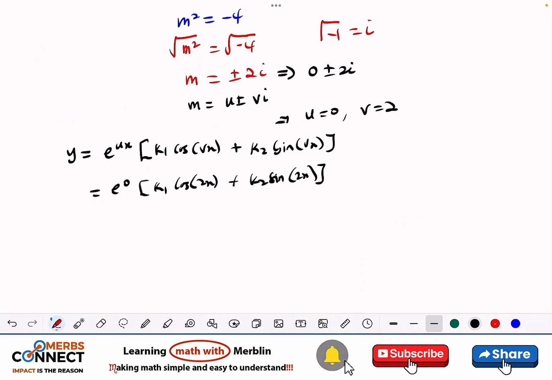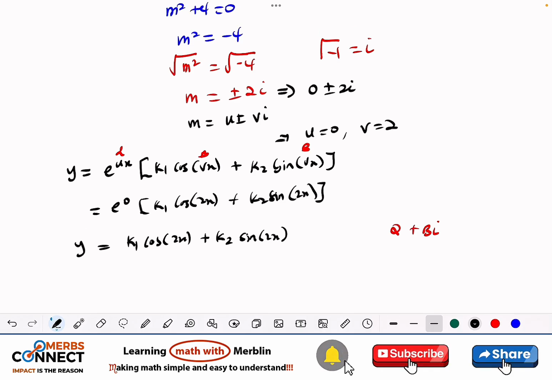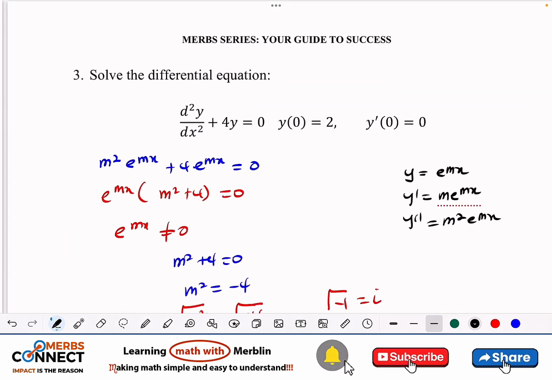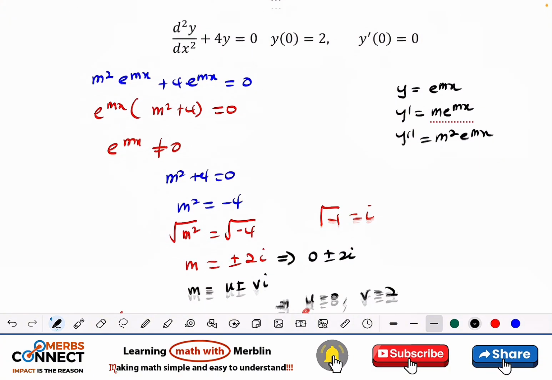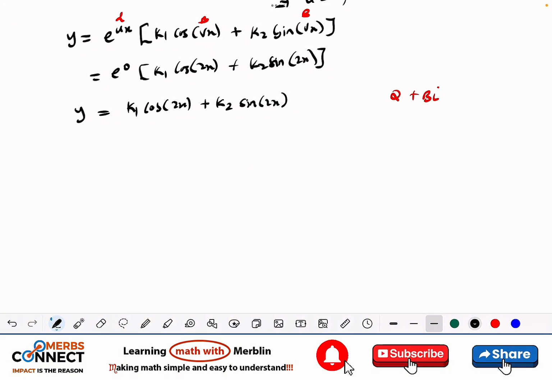Now you can also write your formula by changing it to, let's say, alpha plus beta i, so here will be alpha and this one will be beta. It's also the same thing. So our general solution is going to be k1 cos 2x plus k2 sine 2x. So very simple from there. Now let's just do the initial condition and we are done.